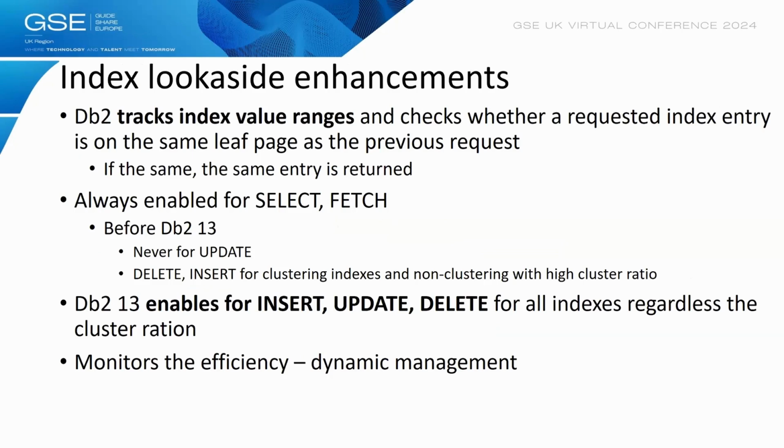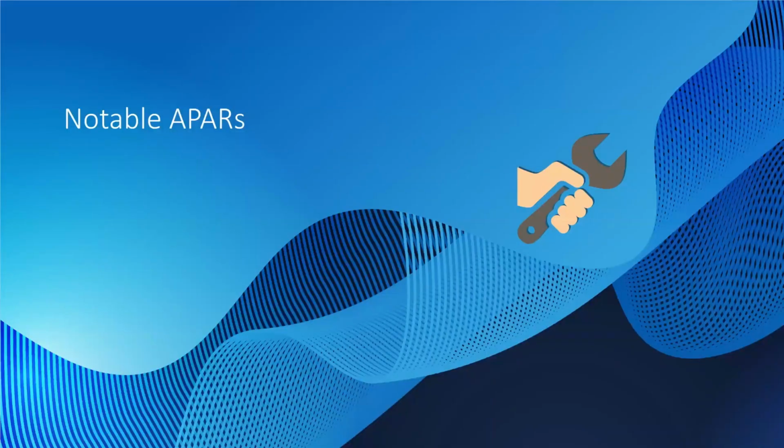Index look-aside enhancements. Now they apply even to inserts, updates, and deletes. Before Db2 13, they were never used for update, I believe. So now it's available. This can be cool for some applications and SQL. So that was a very quick walkthrough of the performance enhancements that might be of interest to application developers. Some of them look very narrow or for a specific use case, but still might be helpful.